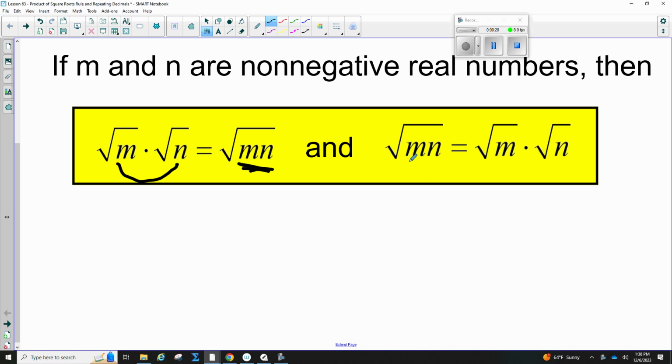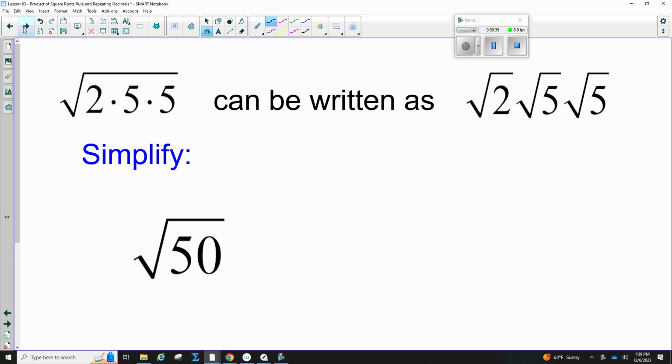Or you can also break them apart. So you can have two numbers under there. You can spread it out as all being radicals, like separate roots, okay? So if you have the square root of 2 times 5 times 5, that could also be written as the square root of 2 times the square root of 5 times the square root of 5, just so you know, which is technically the square root of 50. All right, if we multiply those all together, you get the square root of 50.